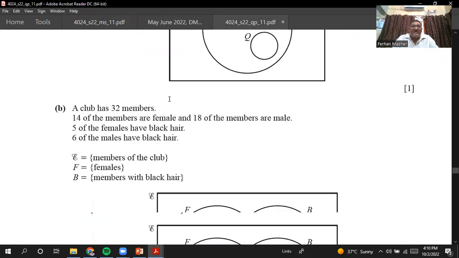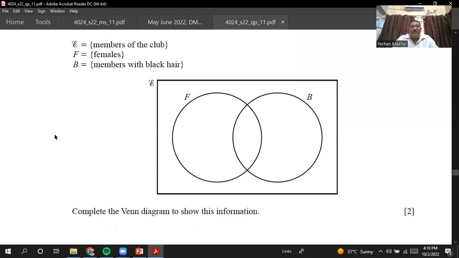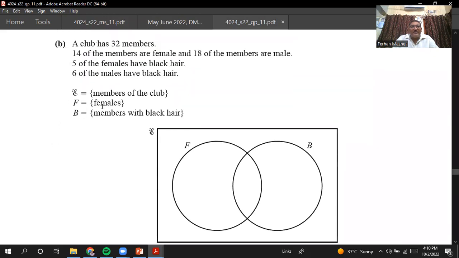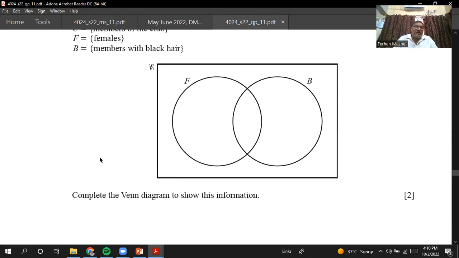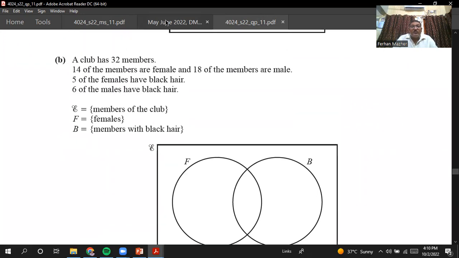Okay, the next question they are asking is, he says, a club has 32 members. 14 of the members are female and 18 of the members are male. 5 of the females have black hair. 6 of the males have black hair. So the universal set represents here the members of the club, and F circle represents females, and B circle represents members with the black hair. Okay, so the question is, complete the Venn diagram to show this information. So it's a 2 marks question.